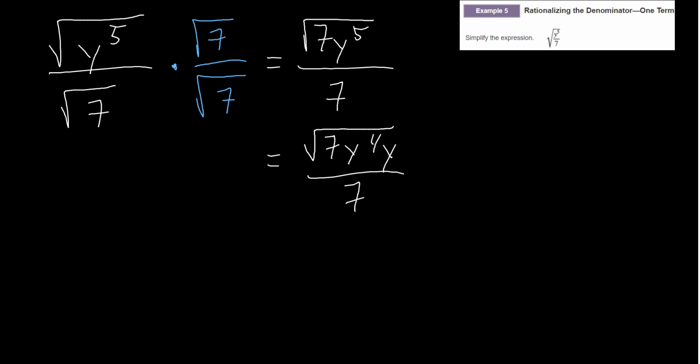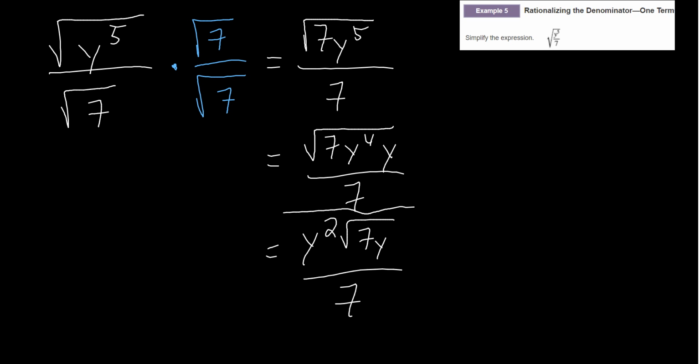The square root of y to the fourth is y squared. So we're going to have y squared times the square root of 7y, all over 7. Let's put that in a box there. Okay, so that's example 5.